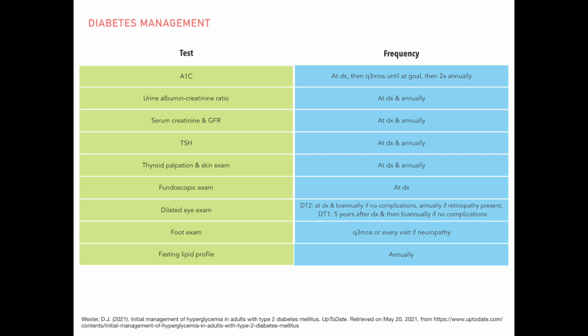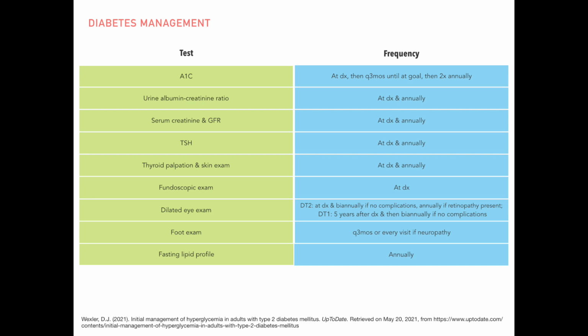An important one is the dilated eye exam. So that is for our type 2 diabetes. We're actually going to do this exam at diagnosis, and that's because we don't know how long this disease has been going on, and if there is already some retinopathy or eye disease present. So we'll do it at diagnosis, and then if there's no complications, then it's okay to do it biannually. However, if there is retinopathy present, then we need to do a dilated eye exam annually.